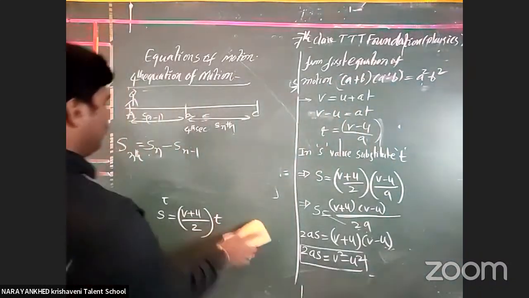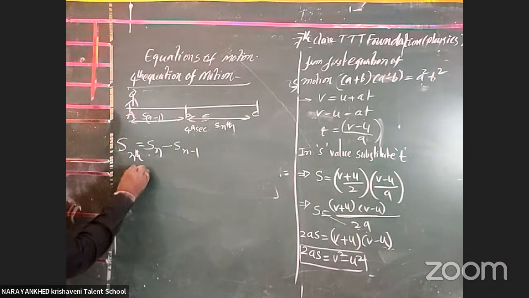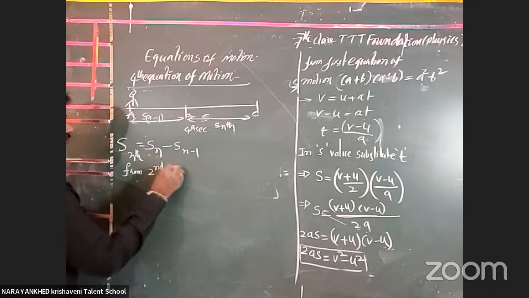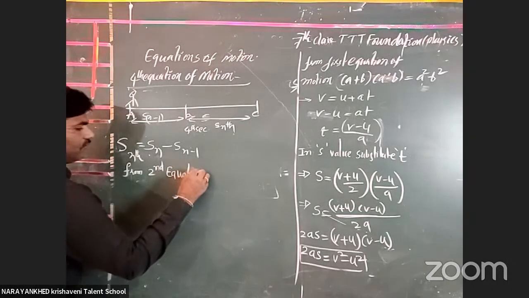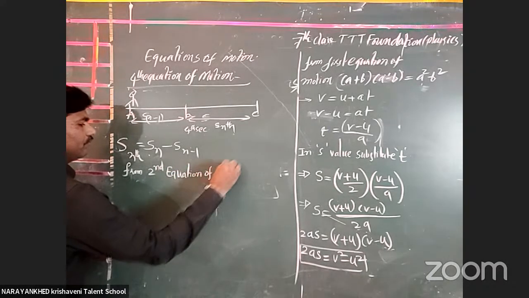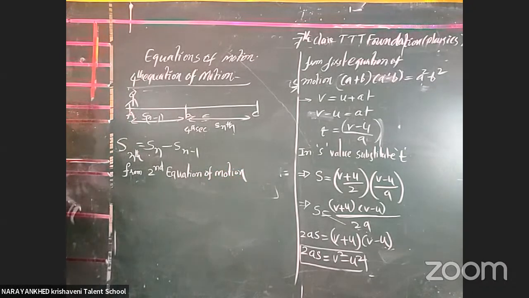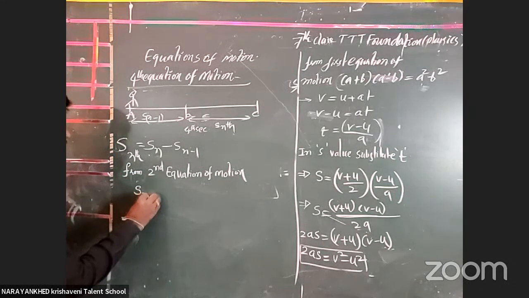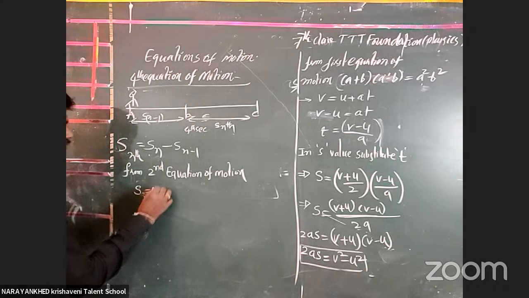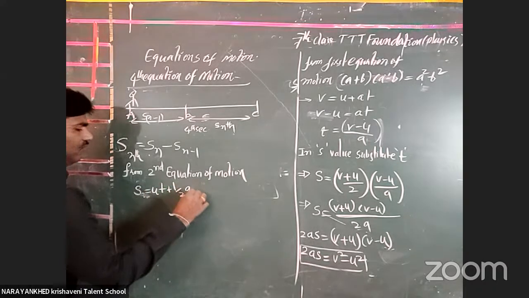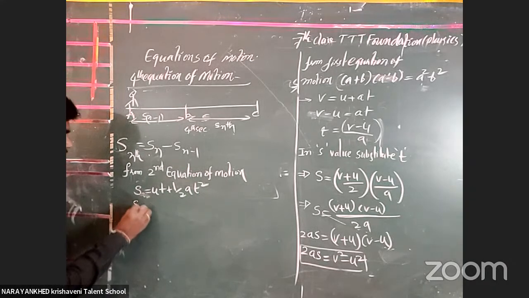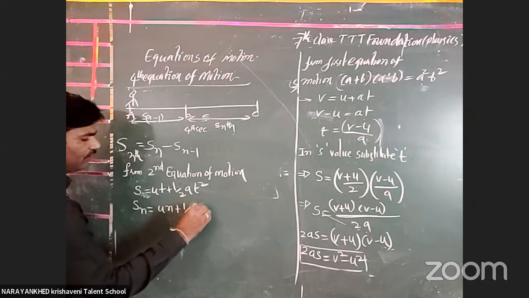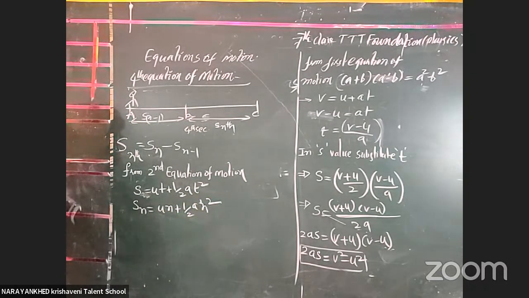For this purpose, just write using the second equation of motion. What will we get from the second equation of motion? s is equal to what? ut plus half at square. In the place of t, you substitute n. What will it become? Sn is equal to un plus half into a into n square. This is the one equation.